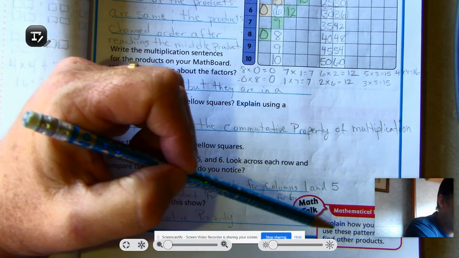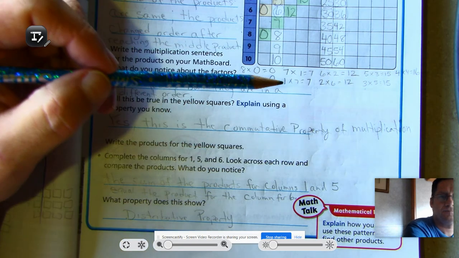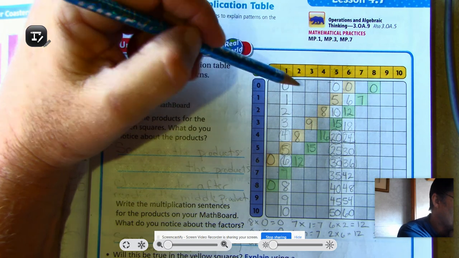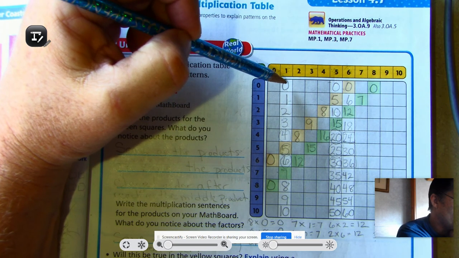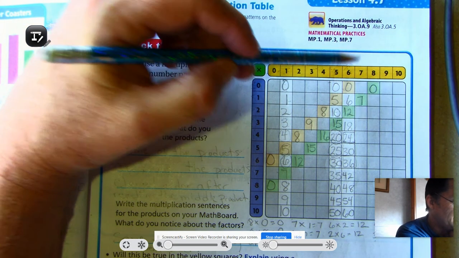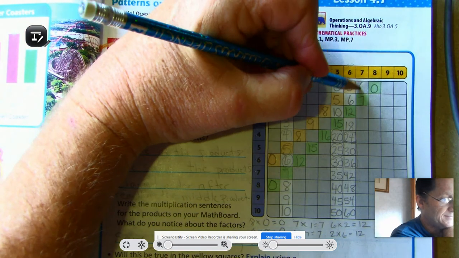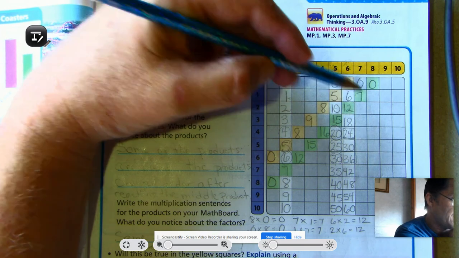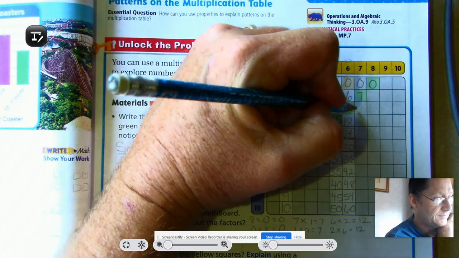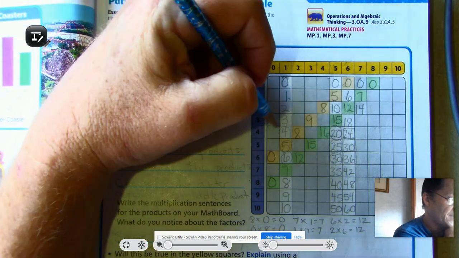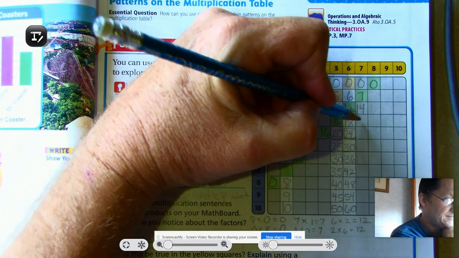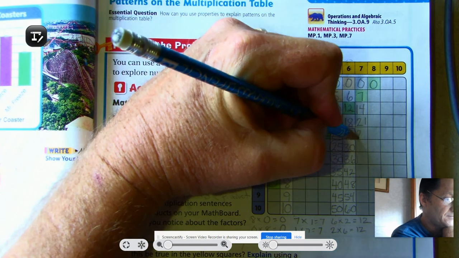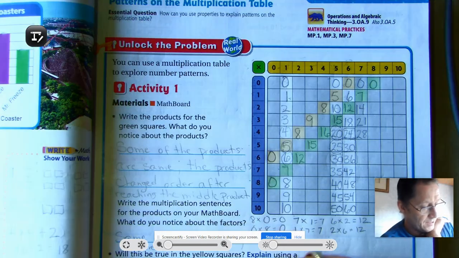Explain how you can use these patterns to find other products. Well, what if we did the row of 1 plus the row of 6? 0 plus 0, we get 7? 1 plus 6, we get 7. 2 plus 12, 14. 3 plus 18, 21. 4 plus 24, 28.